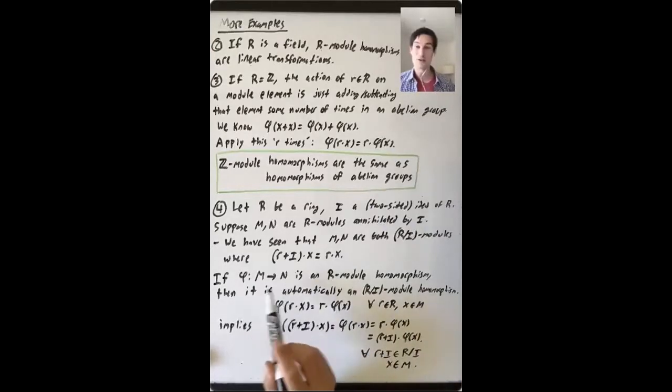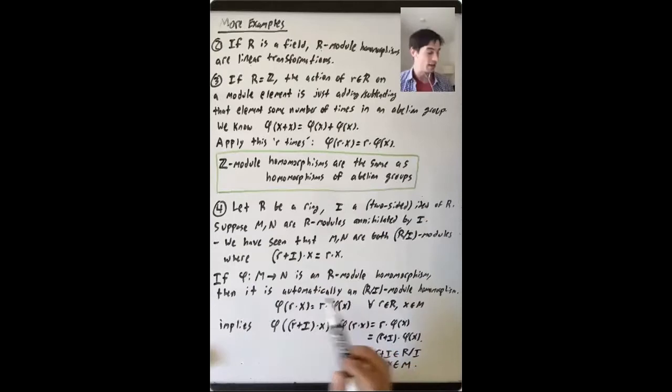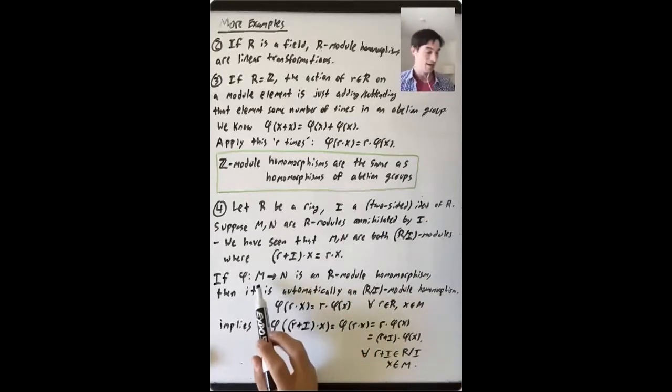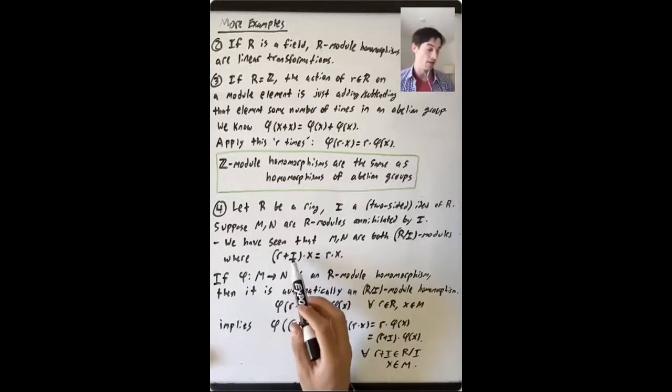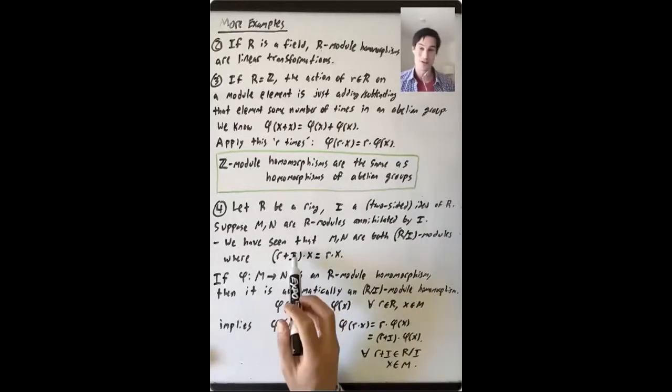So, okay, it's certainly a homomorphism of abelian groups. There's nothing to check there. I mean, M and N are the same underlying abelian groups when you think of them as R modules or as R mod I modules. So we just have to check that the fact that phi behaves nicely with respect to the action of R on M and on N means that it also satisfies the required property for this action of R mod I on M and on N. Which action? This one that we just reviewed.